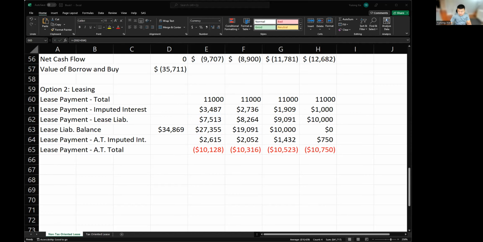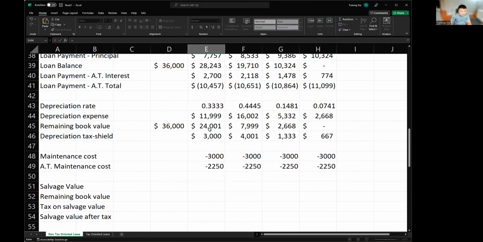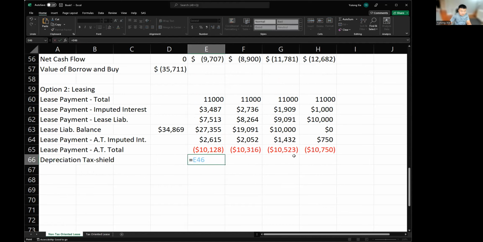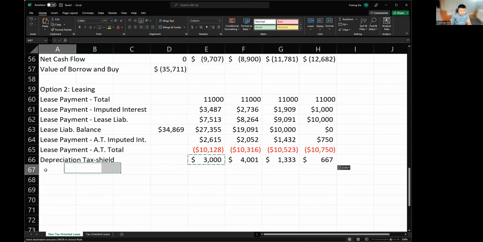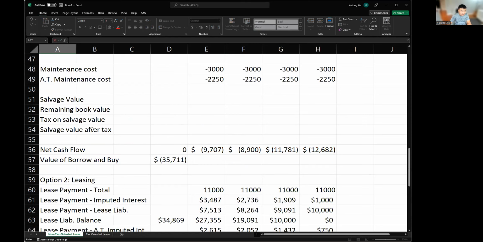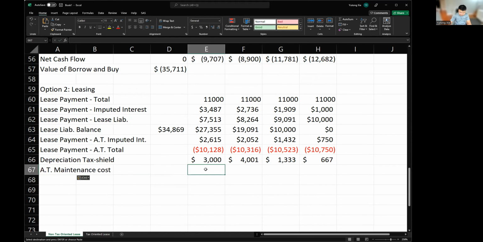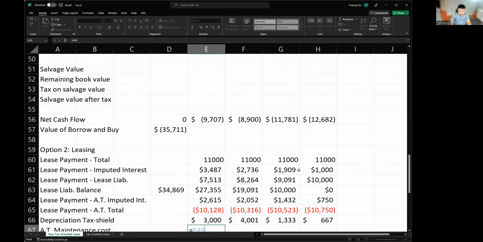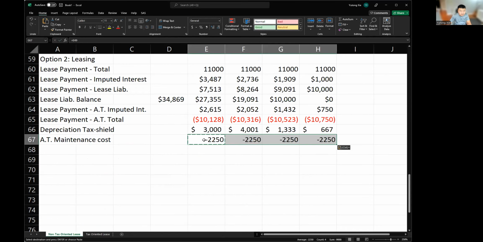Okay, so that's the lease part, and then I need the tax savings from depreciation. Depreciation tax shield. So it's going to just be the same as the depreciation tax shield up here. So I'm just going to say it equals that number, and then maintenance cost, right? I'll call it after-tax maintenance. This one. Okay. It's the same thing. It equals this number. It'll be the same.